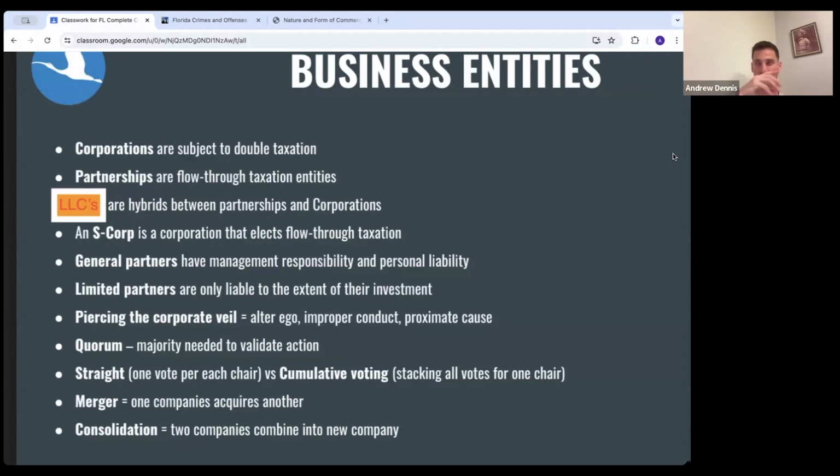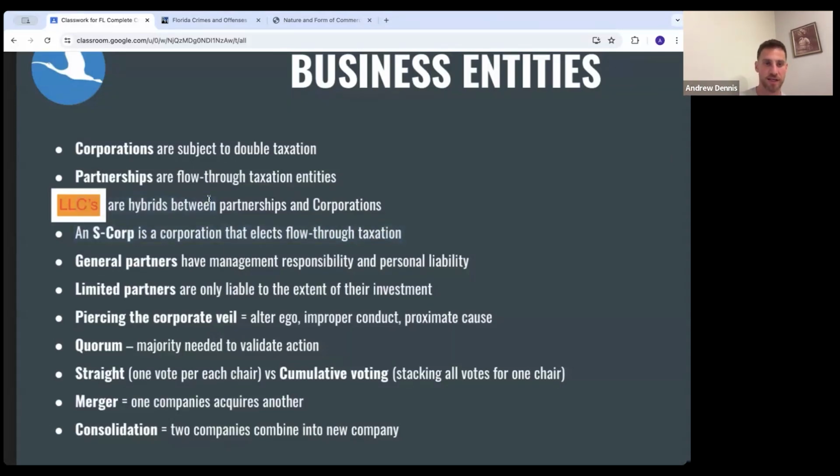So corporations are these entities that have limited liability, meaning the shareholders can only lose what they invest, and they're subject to double taxation, meaning they're taxed at a corporate level, and then they're taxed again when the shareholders sell their shares, because they'll have to pay capital gains tax. So most big corporations at least start off as a C corporation. They can elect to be an S corporation, which would be a corporation that elects flow through taxation.